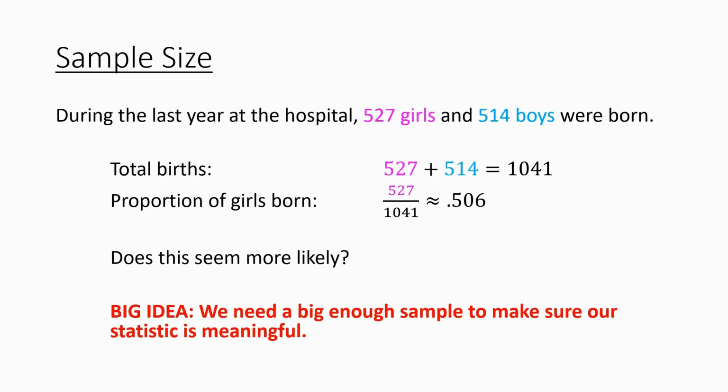Now let's expand our data to a larger sample size. Looking at the entire year's births records at the same hospital, there were 527 girls born and 514 boys born in that time, giving us a total number of births of 1,041, and the proportion of girls born, 527 girls out of that 1,041, gives us a probability of 0.506 or 50.6%. While there were still slightly more girls than boys, this proportion is much closer to the expected 50%.